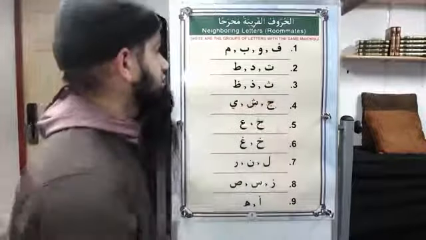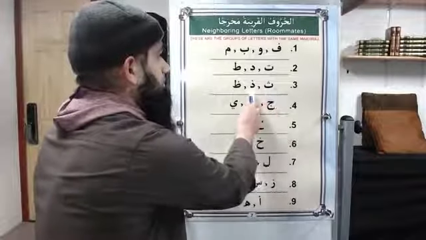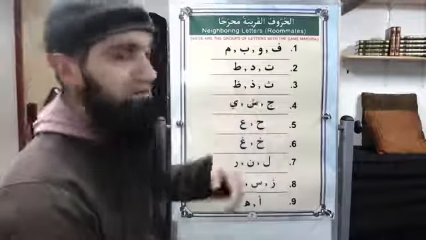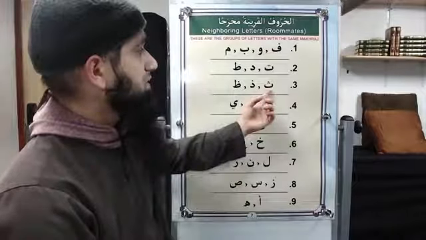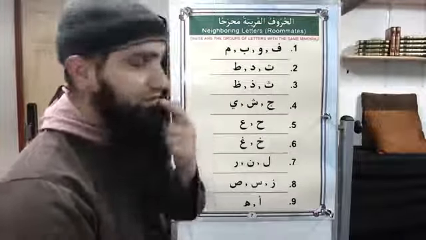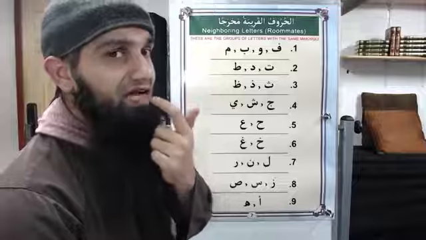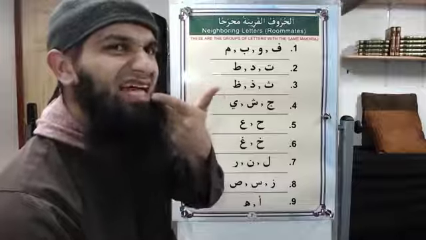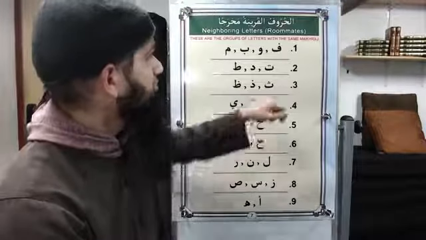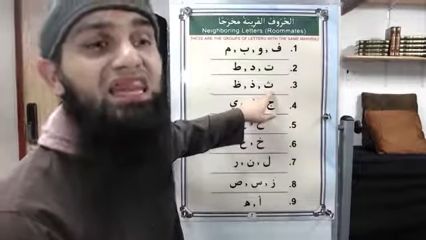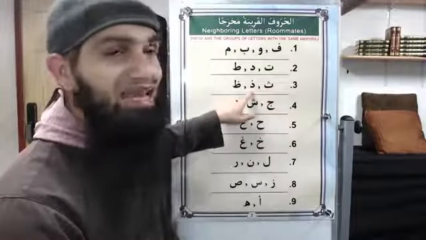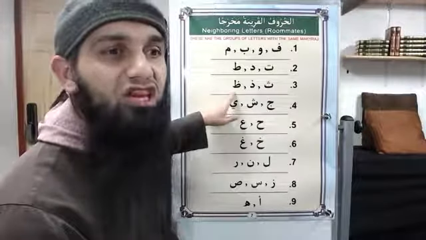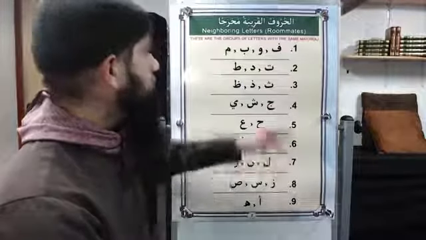Third group. Let's pronounce them. Tha, Dhal, Dha. What's similar between them? Where do they come from? Again, the front flat part of the tongue against the tip or the edge of the upper teeth. So, ath, adh, adh. Same place.